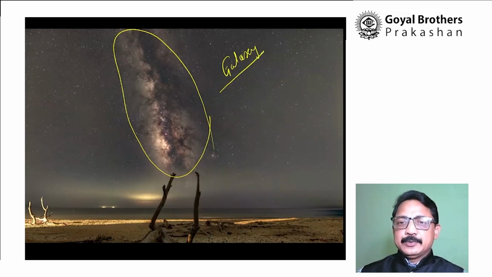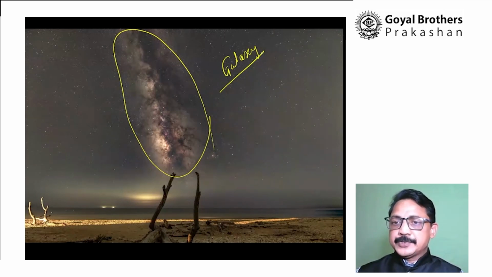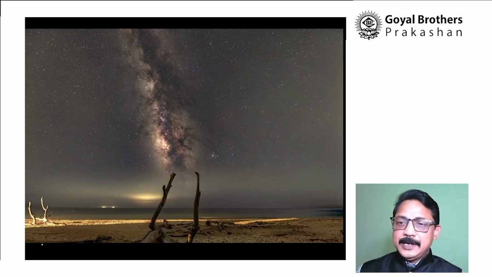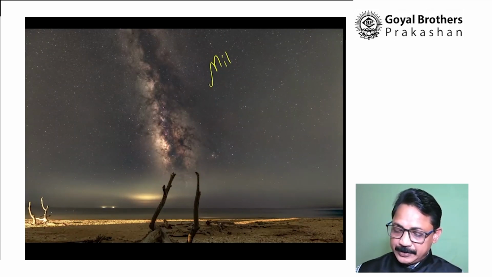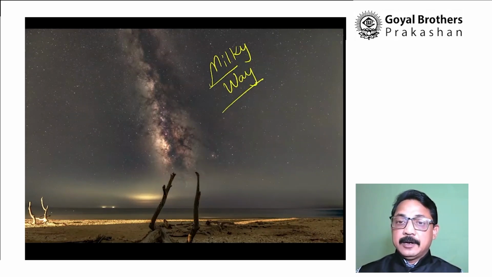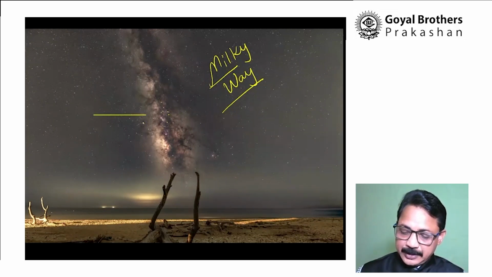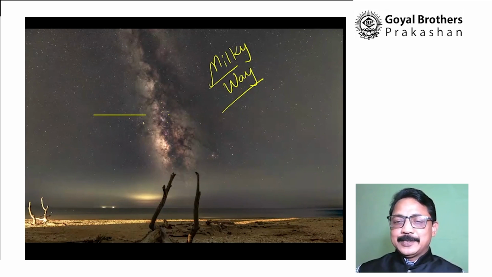What is a galaxy, dear student? A galaxy is an absolutely huge cluster of stars where billions of stars are present, and this galaxy that you see here is the Milky Way galaxy. It is an arm of the Milky Way galaxy in which our Earth is present. Now each dot that you see over here is itself a star, and to search for a planet around that star is very difficult.